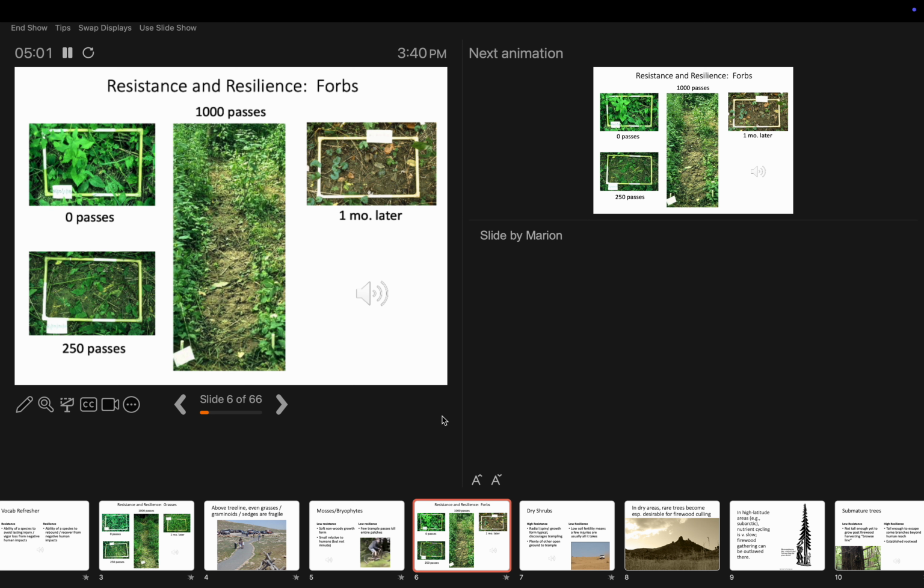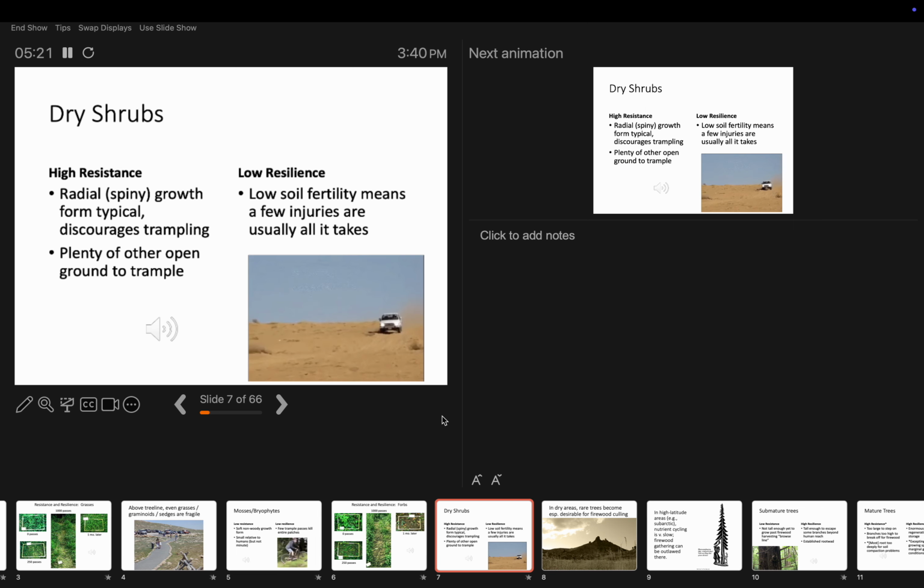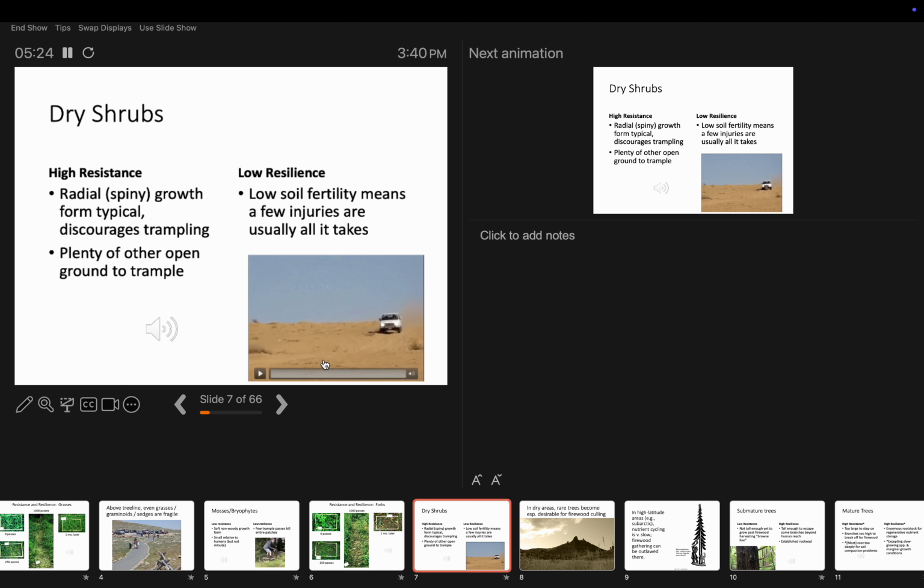This effect is even more pronounced as we get into woody forest floor cover. So low bushy plants like low bush blueberry at Acadia from summer camp, 1 or 2 passes through that and you can see that, and those are permanent impacts. It's not going to regrow those particular branches. All right, dry shrubs. Action Jackson. Those poor plants. They have no idea what's coming.